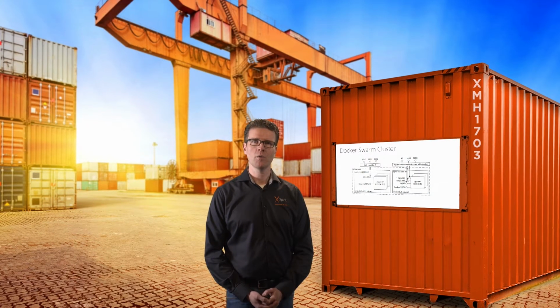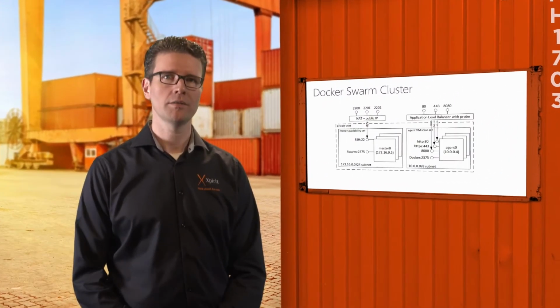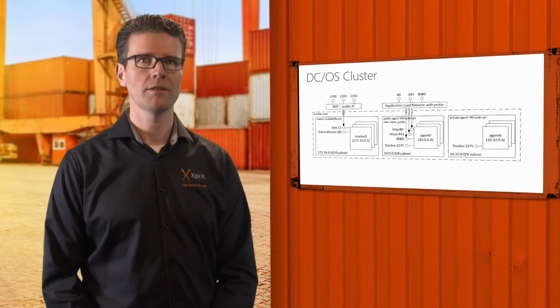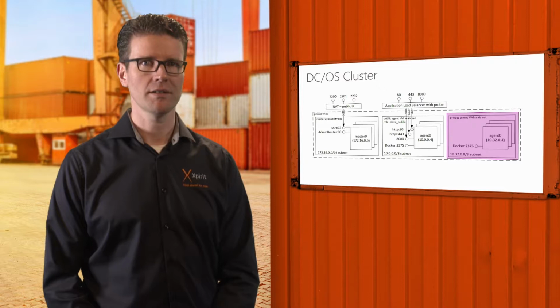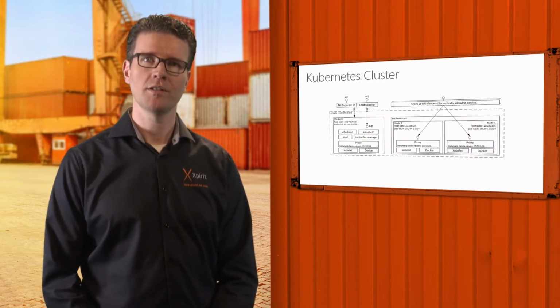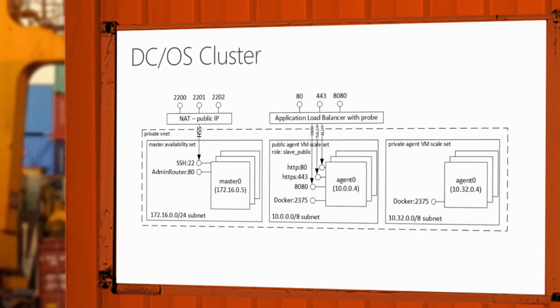When using Docker Swarm, the scale operation is applied to the agent scale set. If you are using DCOS, the scale operation is applied to the private agent scale set. And finally, for Kubernetes, the scale operation is applied by adding or removing separate virtual machines in the availability set.